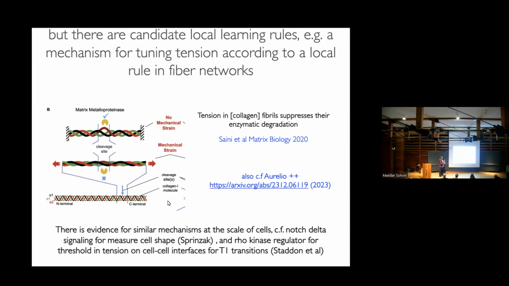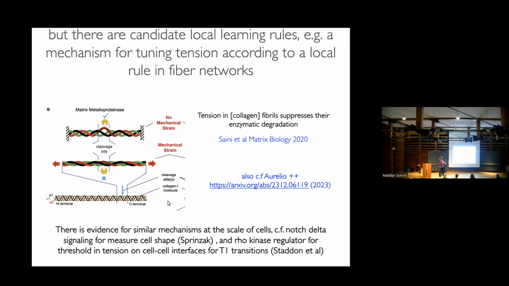And the other thing I want to point out, again, I'm not going to go into any of the details in a short talk, but of course, in both fiber network systems and in cellular systems, there is a large number of what I would call candidate local learning rules. In other words, if I want to tune the behavior of a cell, there's a lot of systems, for example, that measure cell shape or that regulate tensions in cell surfaces.